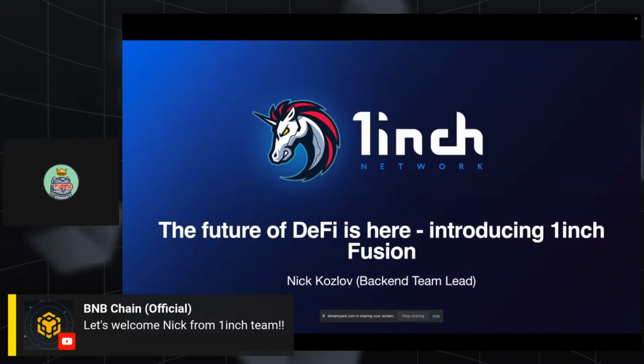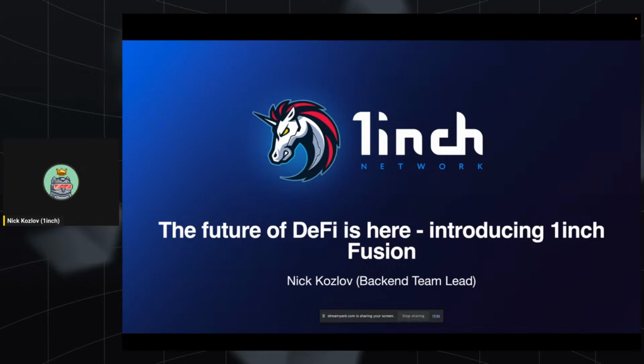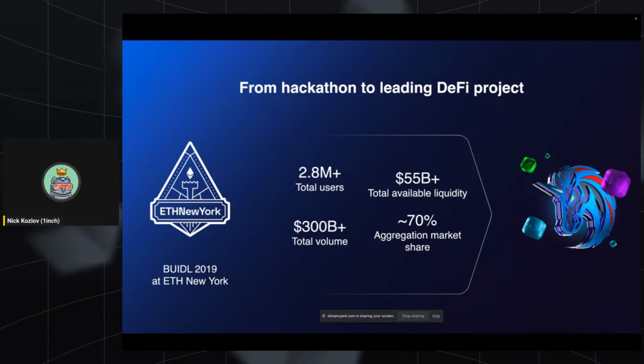My name is Nick. I am the backend team lead, and I've been at 1inch almost since the beginning of the 1inch network. I want to first tell a bit about 1inch, since maybe somebody didn't know about this project yet. 1inch started at the Ethereum New York Hackathon in 2019. Since that moment, 1inch has about 3 million total users, and about 55 billion dollars of total liquidity has been swapped through 1inch. We also have about 70% aggregation market share. This percentage varies depending on the month, but in successful months we have about 70%.